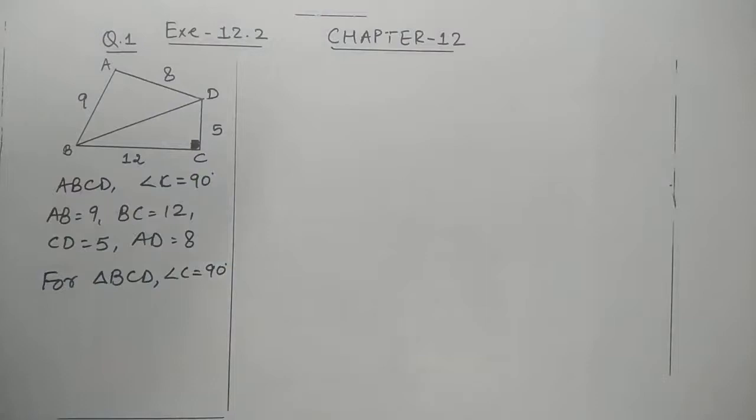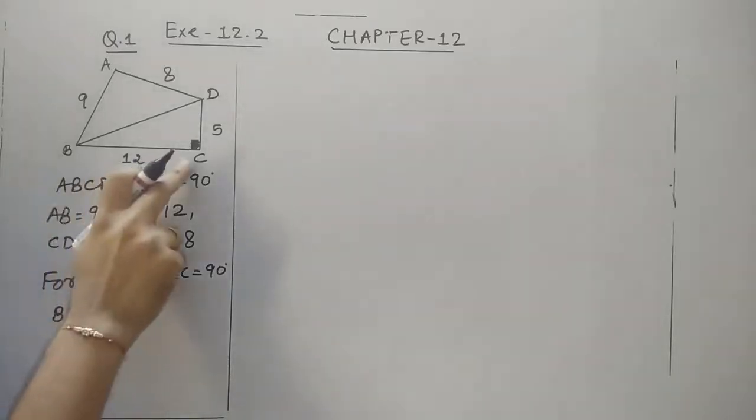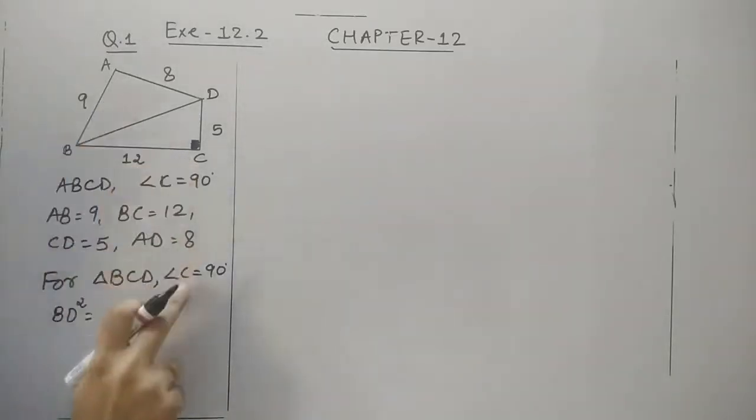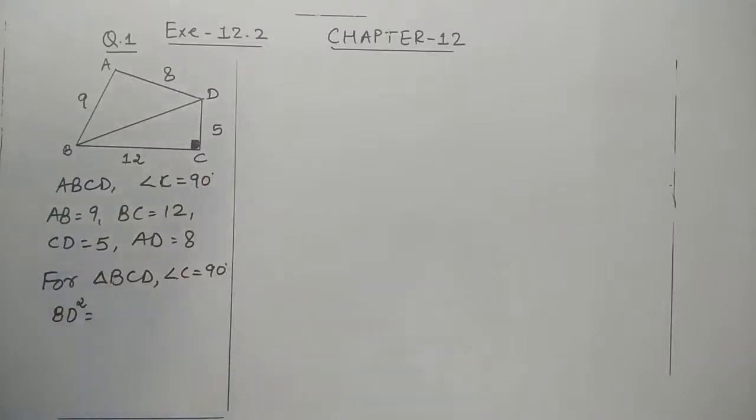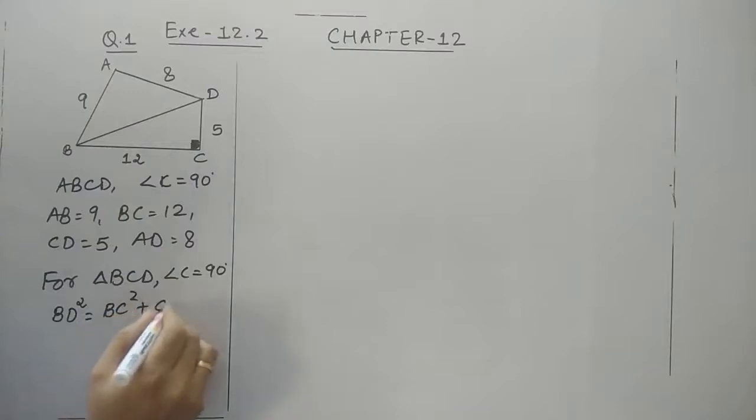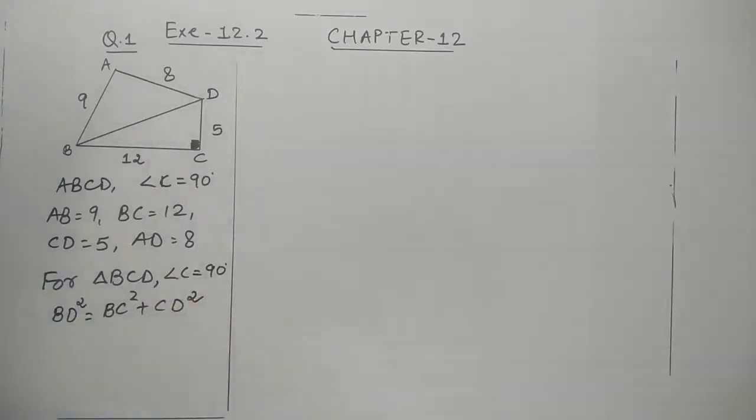Now what is Pythagoras theorem? It is said that the square of the hypotenuse, which is the side opposite the right angle, अगर C right angle है तो BD hypotenuse हुआ. BD square is the sum of the squares of the other two sides. So this is Pythagoras: square of BD is BC square plus CD square.